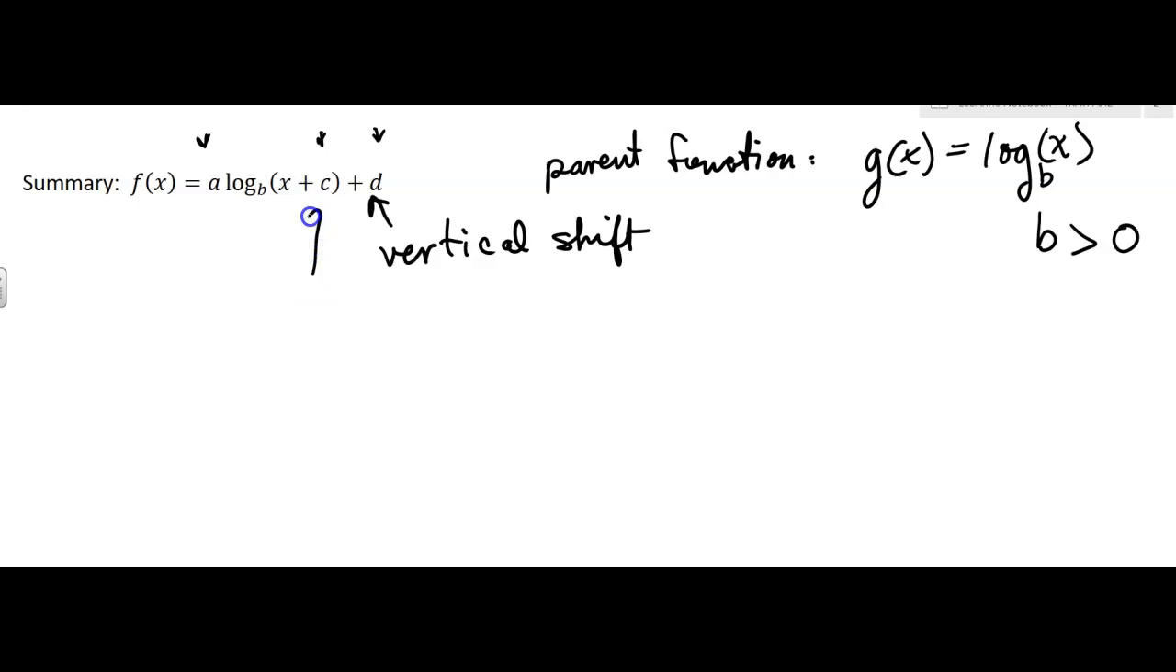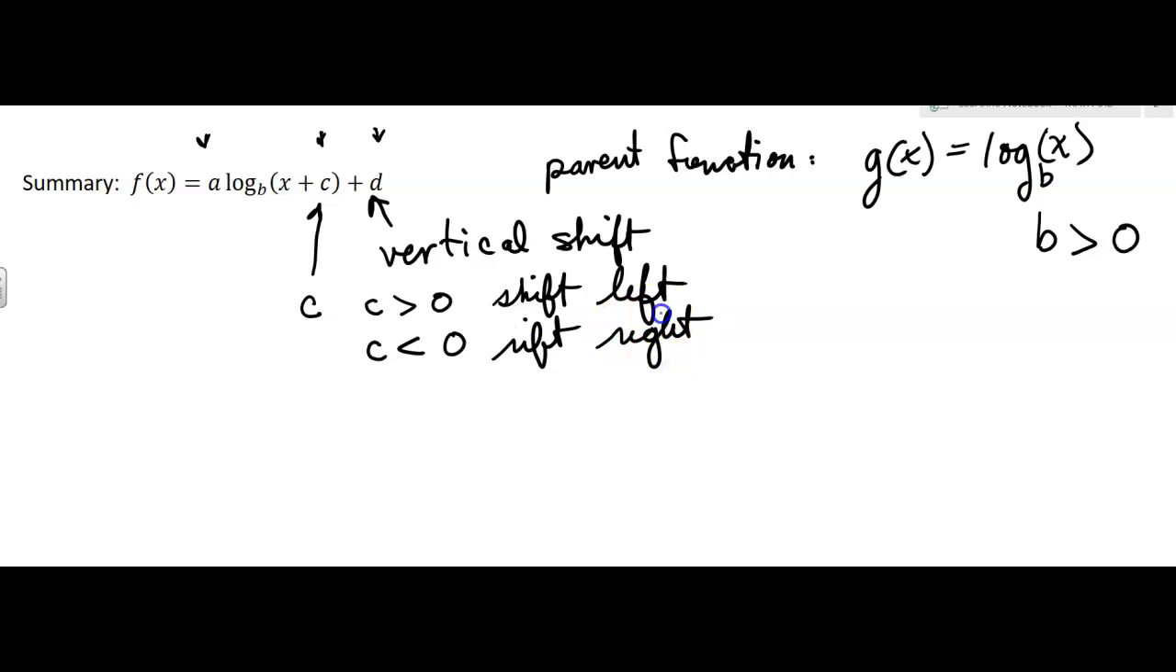What does C do? C is going to shift. If C is positive, it's going to shift left. And if C is negative, it's going to shift right. Okay, so they didn't mention that in the book, but it's the way it is.